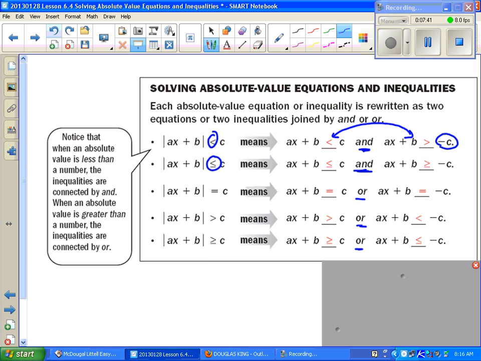And you do the same thing when you're talking about the greater than statements, these down here. The absolute value of ax plus b is greater than c. You write it as ax plus b is greater than positive c, or ax plus b, and it flips around. It becomes less than, and c becomes negative c.